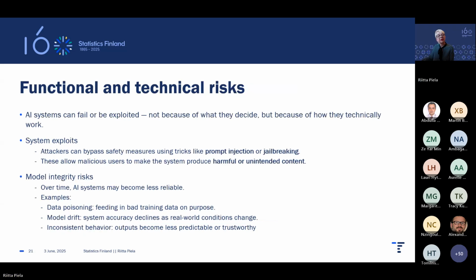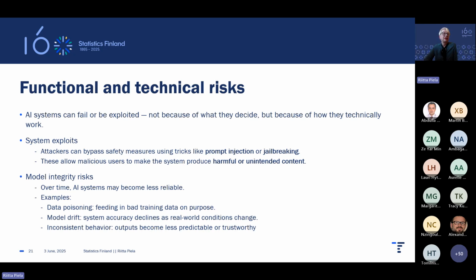And then functional and technical risks. This focuses on vulnerabilities and exploits within AI models and systems. The risk category we had earlier, operational and reliability risks, focuses on practical management and resource dependency. System exploits is an example where attackers can bypass safety measures using prompt injections and jailbreaking methods. Should I call them methods, even though they are quite criminal methods? They allow malicious users to make the system produce really unintended content.